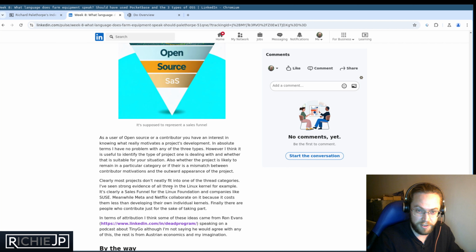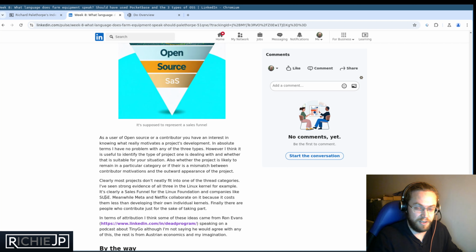Clearly, most projects don't neatly fit into one of the three categories. I've seen strong evidence of all three in the Linux kernel, for example. There's clearly a sales funnel for the Linux Foundation and companies like SUSE. Yeah, one thing that surprised me about the Linux Foundation is all of these foundation projects and the Cloud Native Foundation and stuff like that. You actually pay to join the foundation. Like all of those projects, someone's paid for that project to go in there, as far as I know. This isn't stuff the Linux Foundation is sponsoring with all of the money that companies give it to develop Linux or help shepherd the development of Linux.